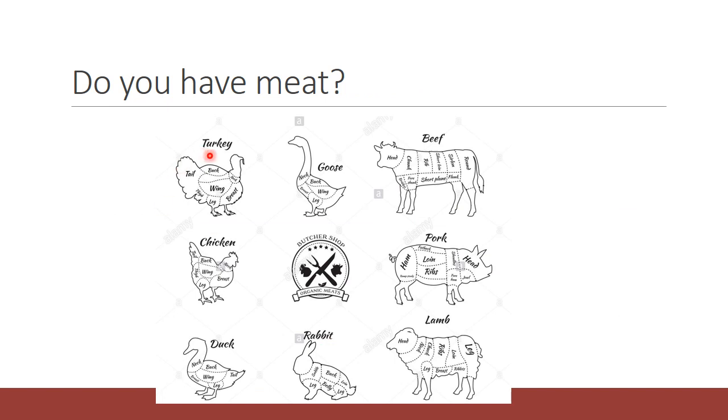Do you have meat? Okay, remember that when we use meat, we talk about red meat like beef, but you can also have others like turkey, goose, chicken, duck, rabbit, lamb, and pork. So when we talk about food, we don't say pig, we say pork, okay? Because it's what we eat. Pig is the name of the animal, but what we eat is pork. And the same with cow. Cow is the name of the animal, but we eat the beef, okay? Or the red meat from the cow.